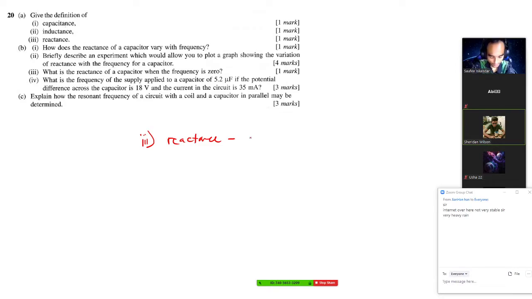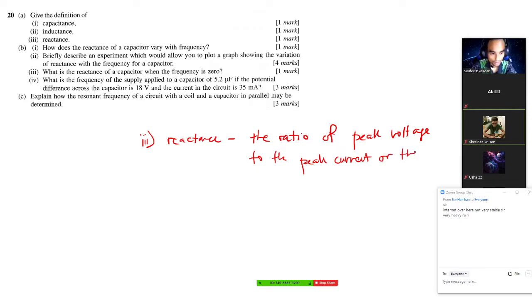One more you can use is the ratio of peak voltage to the peak current, or the ratio of RMS voltage to the RMS current. Actually this is another method, but it's using Ohm's law. You see, it's very similar to Ohm's law, V over I.